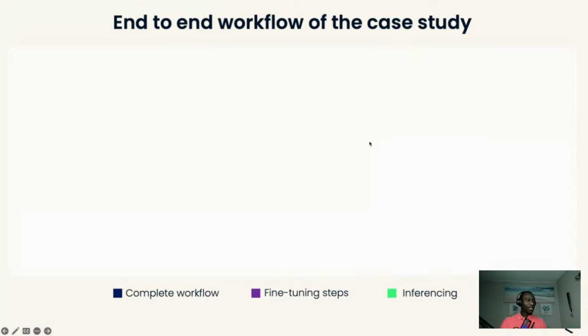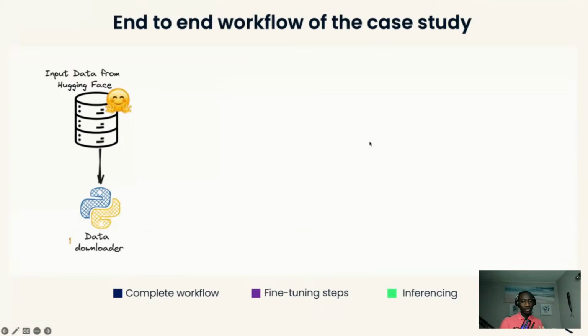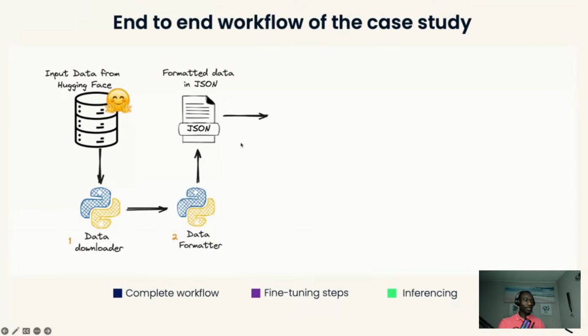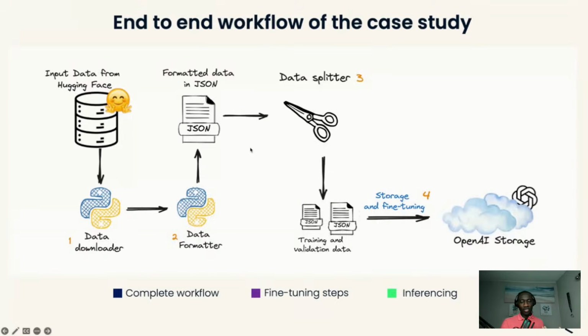The main workflow that we'll be looking at is, first of all, we'll collect the data from Hugging Face using a data loader implementation in Python. Then we'll format that data into a JSON format to make it ready for fine-tuning. Like with any machine learning model, we'll split that data into two different data sets, training and validation data, which will then be stored on OpenAI storage for fine-tuning. Once the fine-tuning is finalized, the user will be able to interact with the final model that has been fine-tuned.